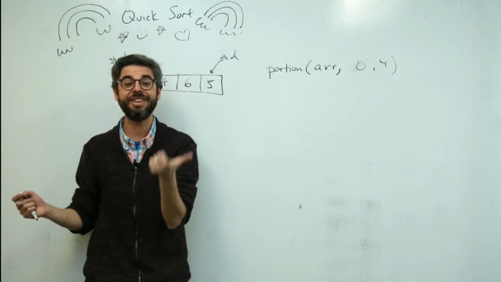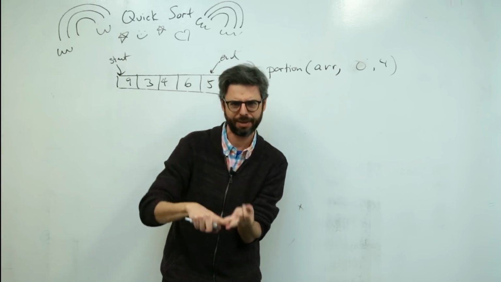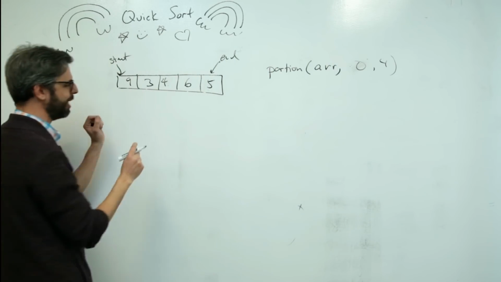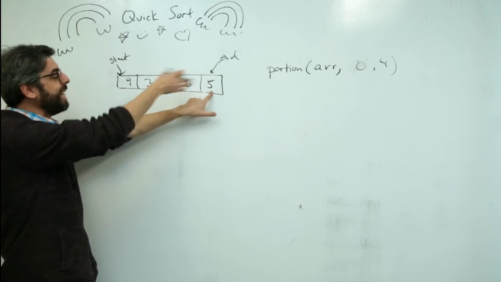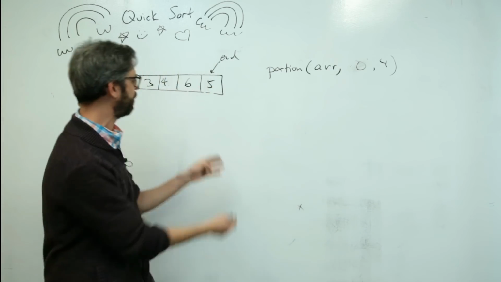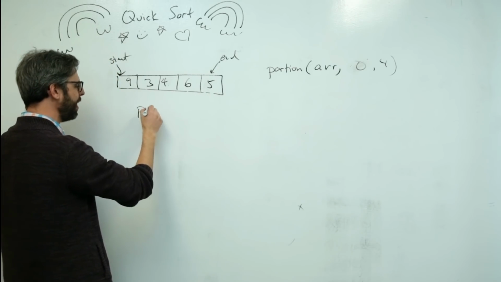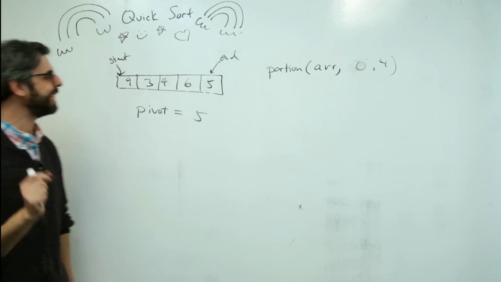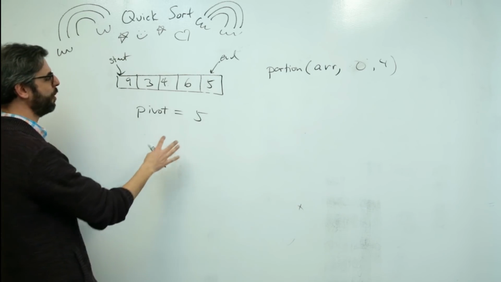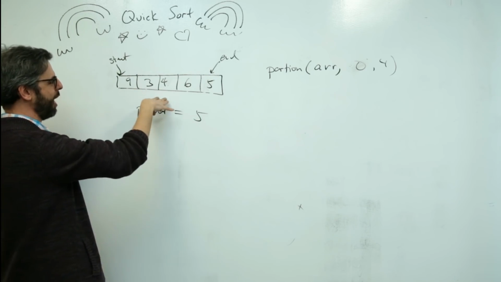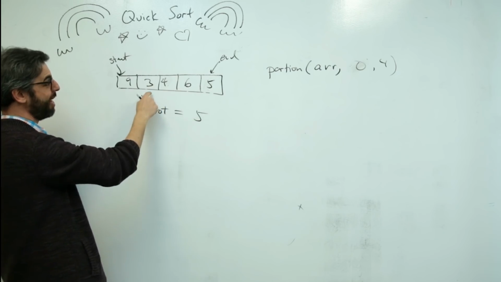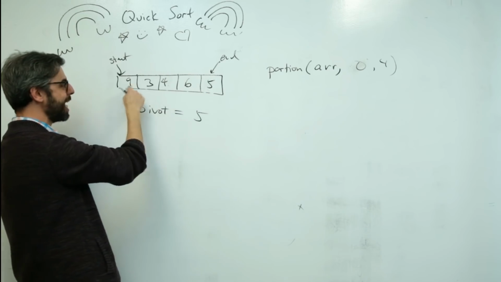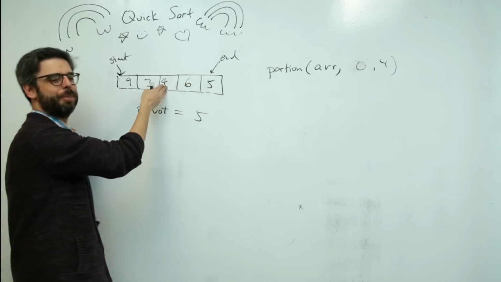Now what I need is a pivot value. I need a pivot index and a pivot value. The pivot index, we'll talk about that in a second. The pivot value, I could pick anything in here, but it's most convenient to just pick the last one. So I'm going to say the pivot equals 5. And the idea of what I want to do is rearrange this array so that everything that's less than 5, like the 3 and the 4, are on the left side, and everything that's greater than 5, like the 9 and the 6, are on the right side, and then 5 will be smack in the middle.